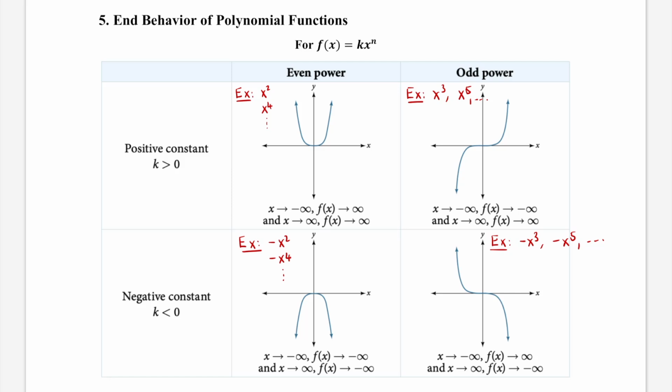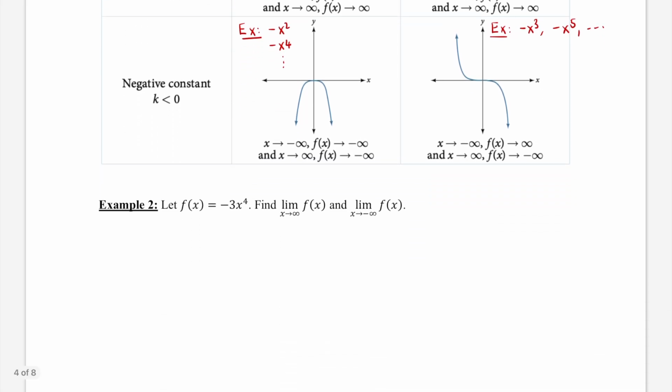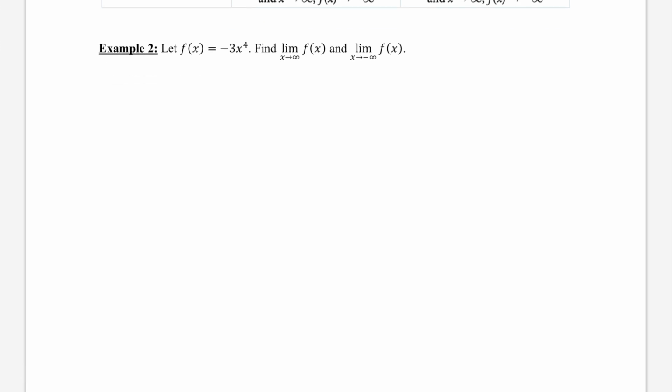Now that we understand all the cases, let's apply this to an example. We're given f of x equals negative 3 times x to the fourth, and we want to find the limit of f of x as x approaches infinity and the limit of f of x as x approaches negative infinity.